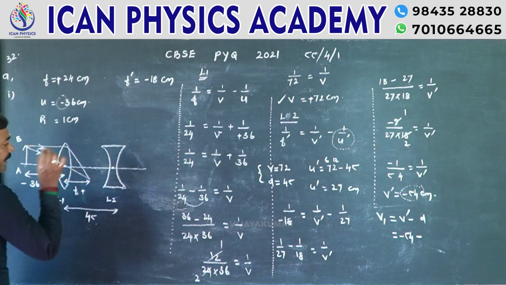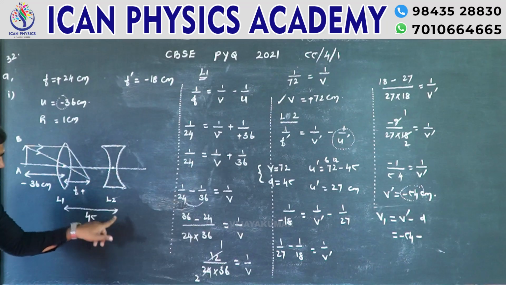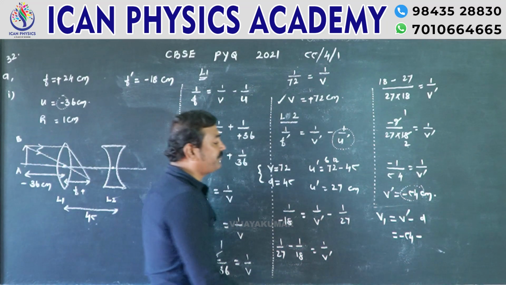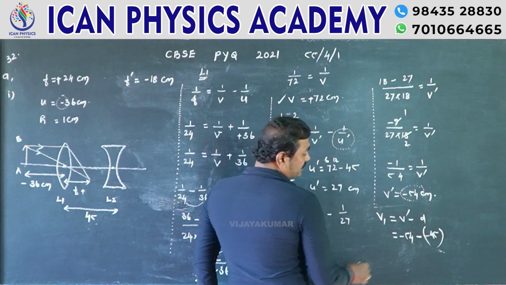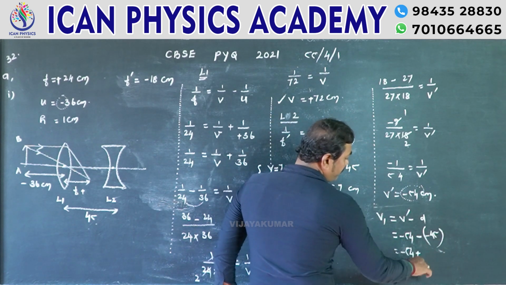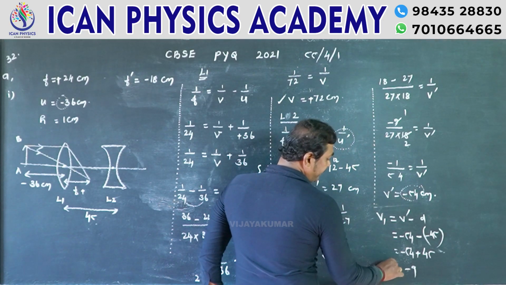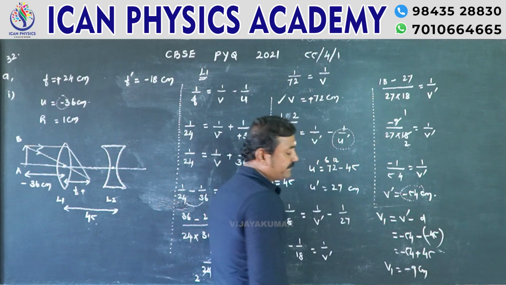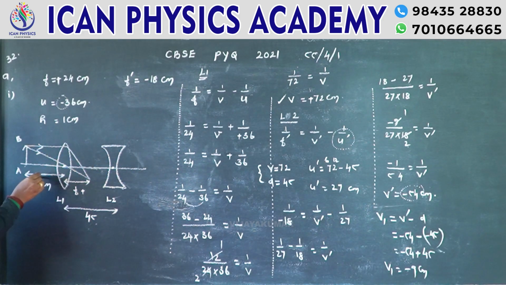From the concave lens, the distance of 45 is on the left side. So for the concave lens, the distance is taken as minus 45. So minus 54 plus 45, then we get minus 9 as the final image distance, that is minus 9 centimeter. So from this what we can say? At 9 centimeter to the left of the convex lens, the final image is obtained.